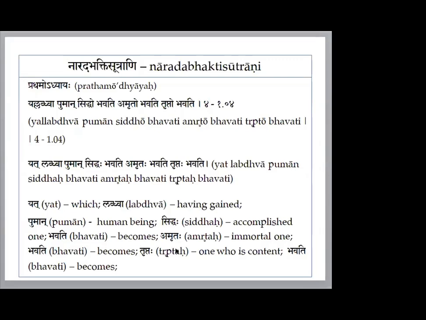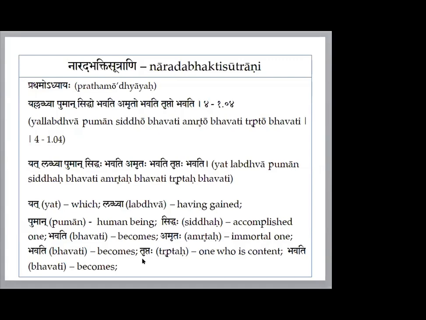The next word is Amritaha. Amrita, we have already looked at. Mrit means death. Amrita means one who does not die, one who does not have death. Yes, Amrita, immortal one. So the one who has attained bhakti is also an Amrita, because we already looked at that bhakti itself is Amrita Swarup. Okay. Bhavati, he becomes, or he is.